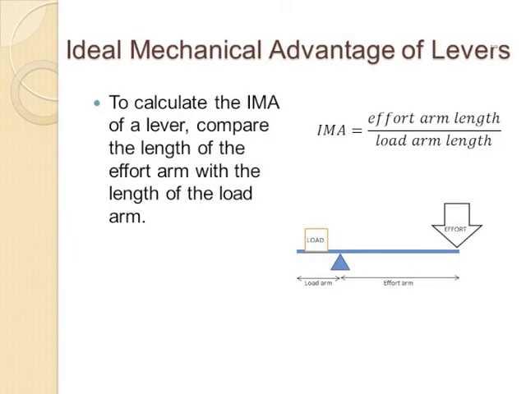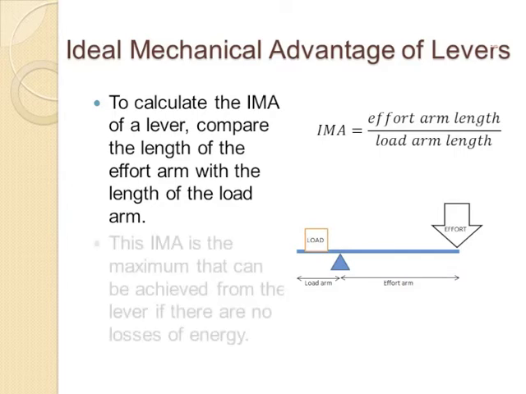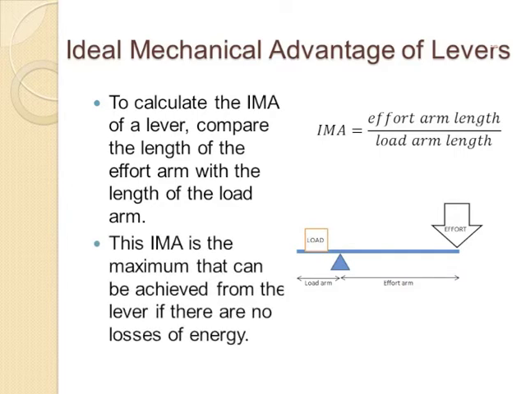Let's look at the first simple machine, a lever. To calculate the ideal mechanical advantage of a lever, we compare the length of the effort arm with the length of the load arm. The ideal mechanical advantage is the maximum that could be achieved from the lever if there was no loss of energy.